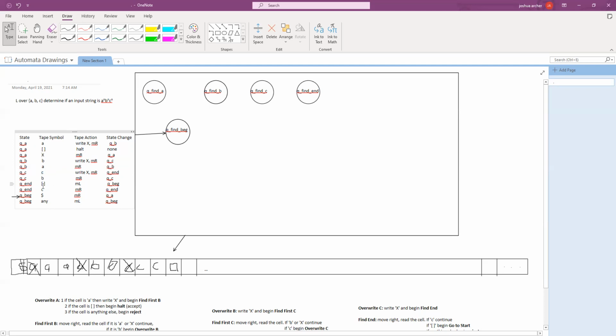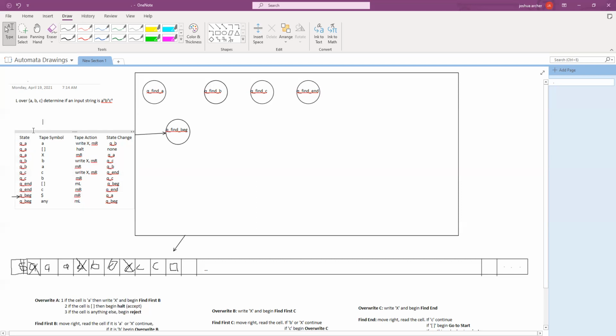So if I'm on the end, I'm looking for the end. I'm either looking at C's because I haven't got there yet, or I found it, in which case move left instead of moving right and start looking for the beginning. And if I'm looking for the beginning and I see anything other than a $, I just keep moving left. And if I see a $, I'm back to where I started, and I move right and I start looking for an A. So I think this is fine.